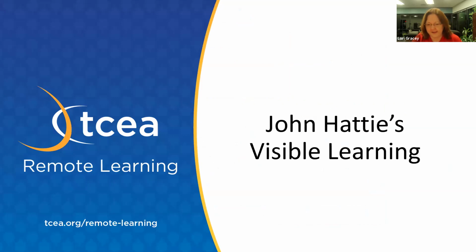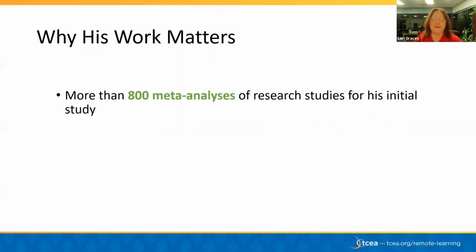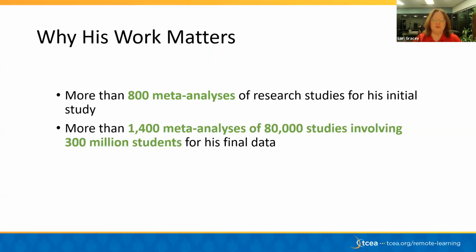Now we have to talk about what John Hattie found out. He wrote a series of books called Visible Learning in Action, Visible Learning for Teachers. He has a whole series of them. And what Hattie did was he looked at meta-analysis. A meta-analysis takes all of the other research that's been done and gathers it together into one study. And he looked at 800 of those for his first report. And then he went on to do a total of more than 1,400 meta-analyses, which included 80,000 studies and involved 300 million students. His work matters, it has validity, it's something we should pay attention to.